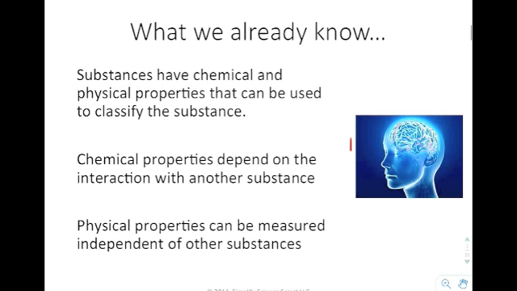So here's what we already know. We already know that substances have chemical and physical properties that can be used to classify a substance. That's what we talked about in the previous two presentations. We know that chemical properties depend on the interaction with another substance, so they can't be measured independently, whereas physical properties can be measured independently. So that's the major distinction between a physical and a chemical property.